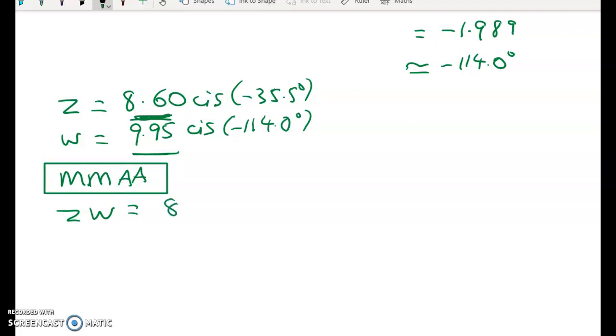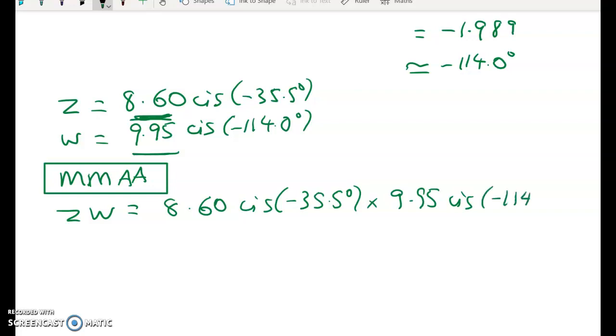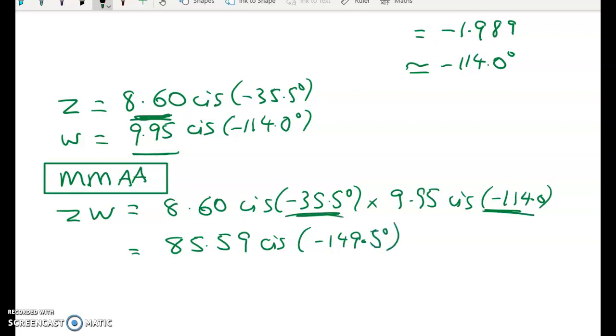So zw is equal to 8.60 cis of negative 35.5 times 9.95 cis of negative 114.0, giving me 85.59 cis of negative 149.5 degrees. Right, so we just add those two together.